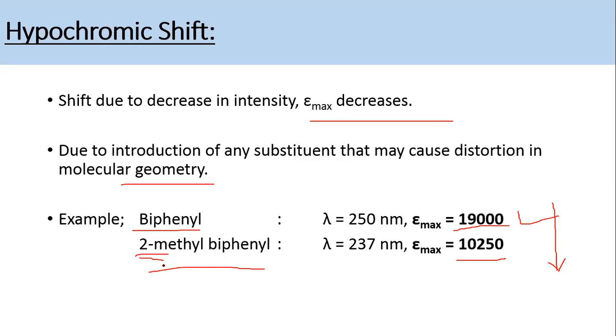Therefore, when wavelength is increased, it is called a bathochromic shift. When wavelength is decreased, it is known as a hypsochromic shift. When intensity of absorption or peak height is increased, it is called a hyperchromic shift. And when intensity of absorption or peak height is decreased, it is known as a hypochromic shift. So in total there are four different types of absorption shifts that are observed by altering the structure of any molecule.